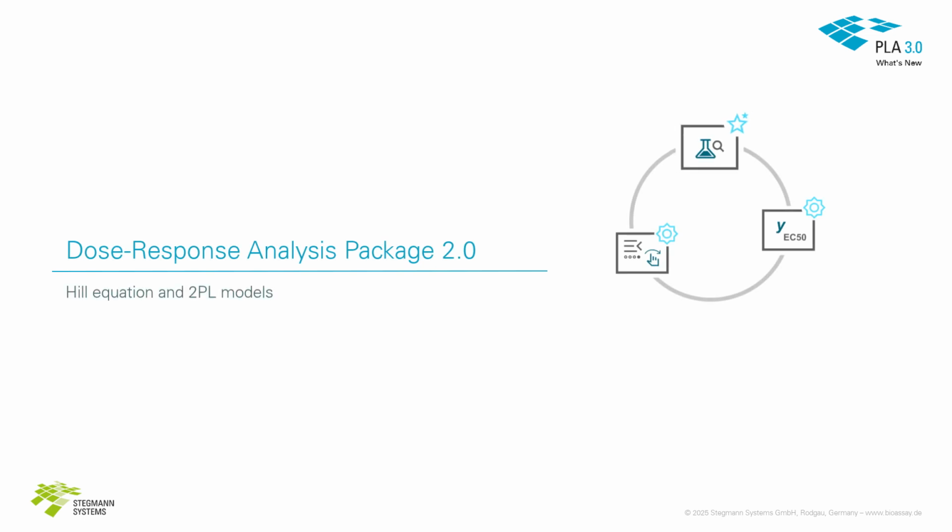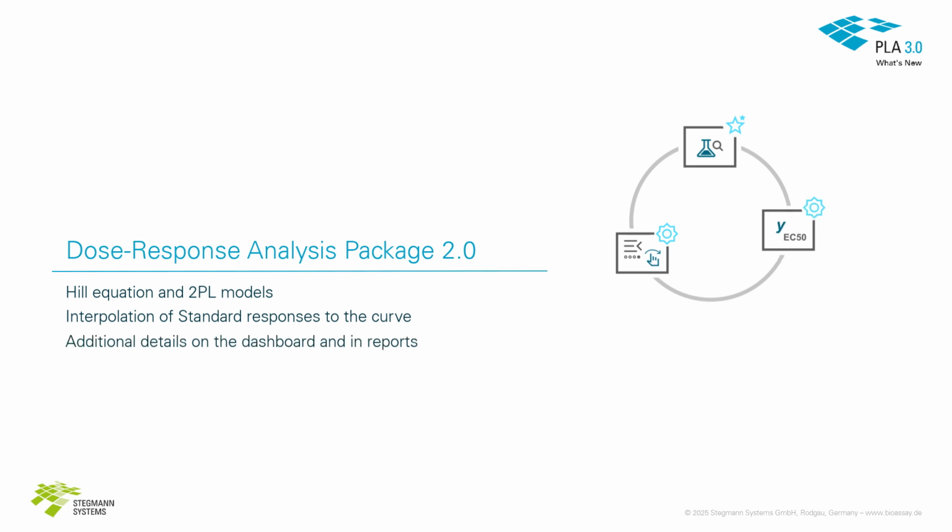Version 2 adds Hill equation and two-parameter logistic models to its repertoire. It also introduces the interpolation of standard responses to the curve. We also updated the dashboard and reports to contain additional statistical details, like the EC50. Furthermore, the add-on comes with multiple usability enhancements.